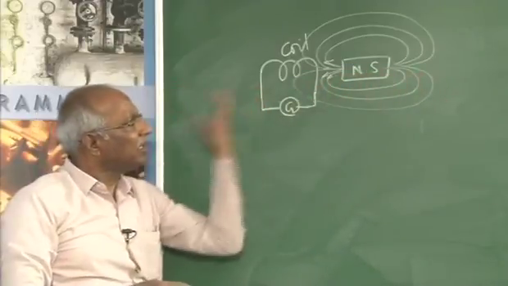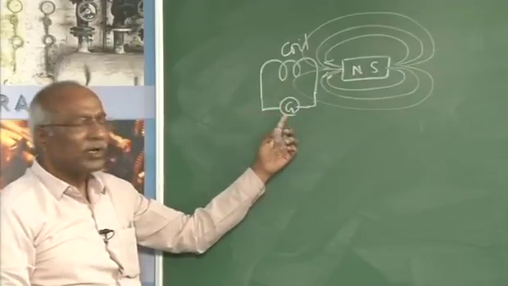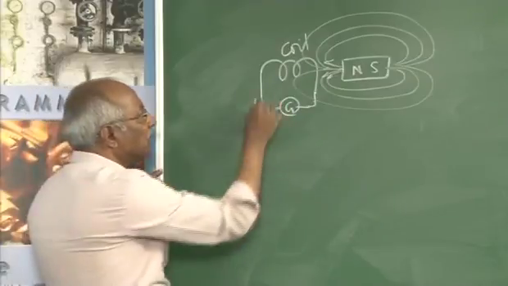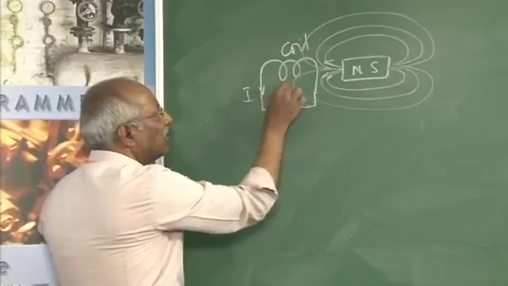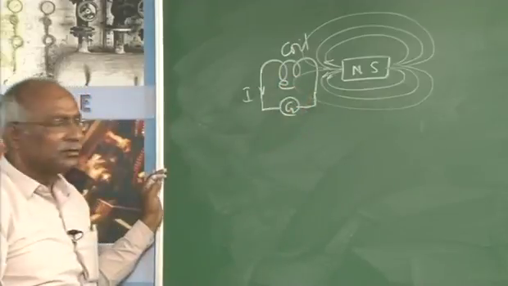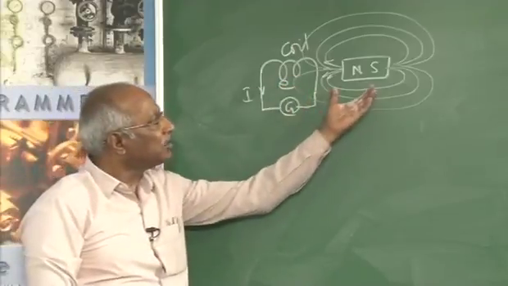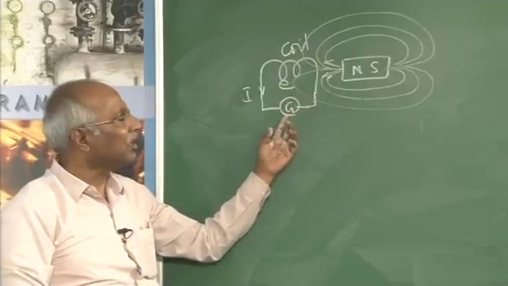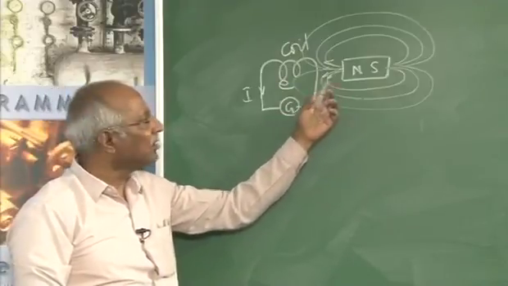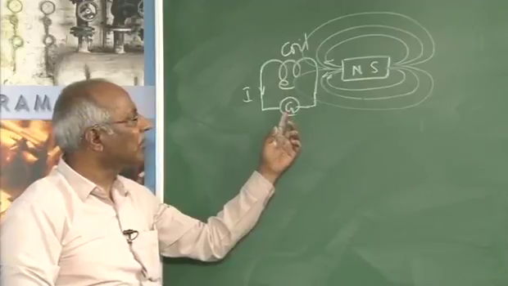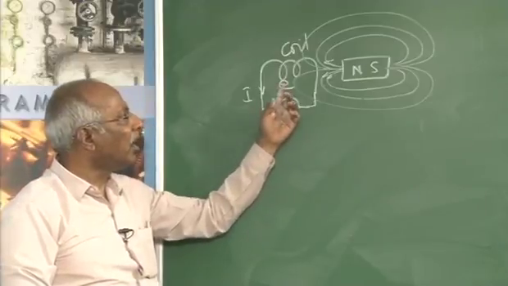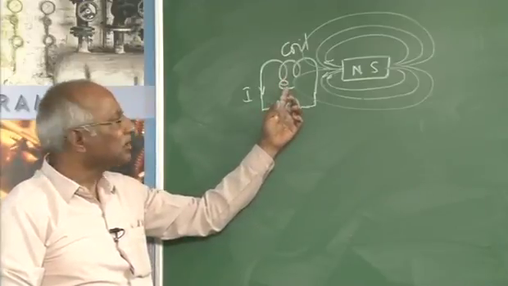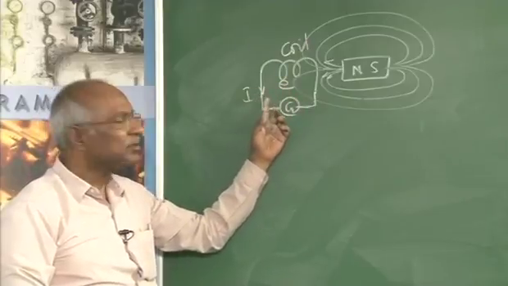When the magnet is suddenly pulled this way, there will be a deflection in the galvanometer, indicating there is a flow of current here or there is an induced EMF here. So long as the magnet is moving, there will be a deflection in the galvanometer. Once the magnet comes to standstill, the deflection will be zero, or the flow of current is zero, or the force that is responsible for driving the current is also zero.